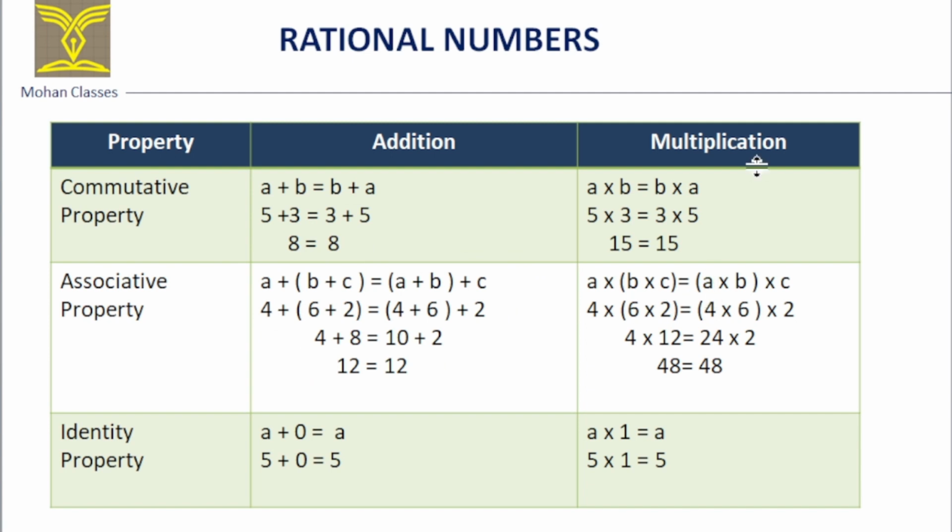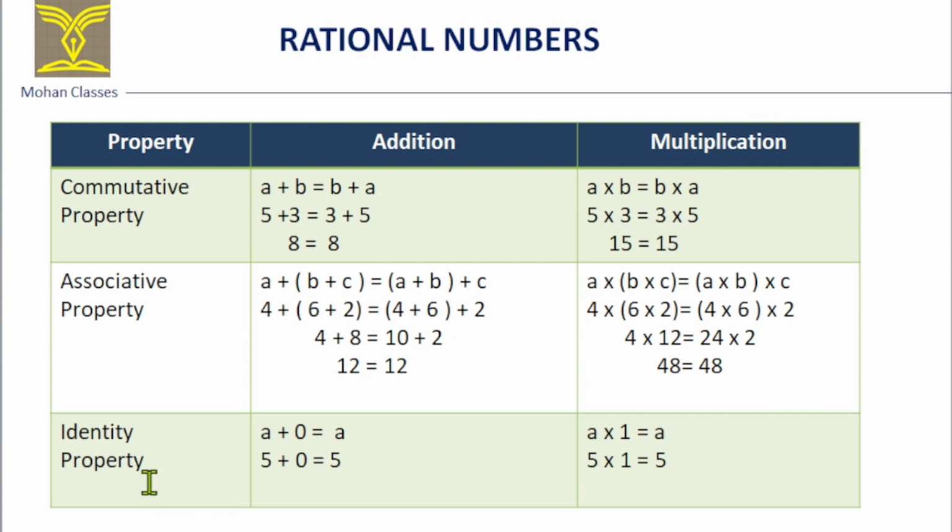Then what about multiplication? Multiplication A into B into C. A into B into C. Same example you have taken. 4 into 6 into 2 is equal to 4 into 6 into 2. So 6 2s are 12. 4 into 12. Here 4 6s are 24. 24 into 2. If you multiply it, 48, 48. So LHS is equal to RHS. So associative property for multiplication is applicable.